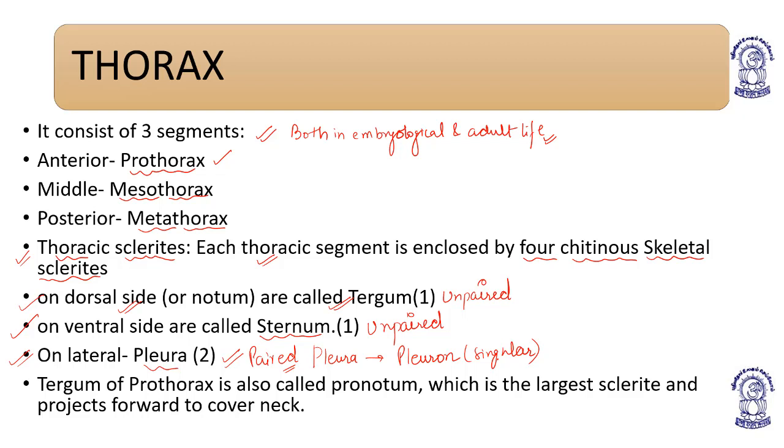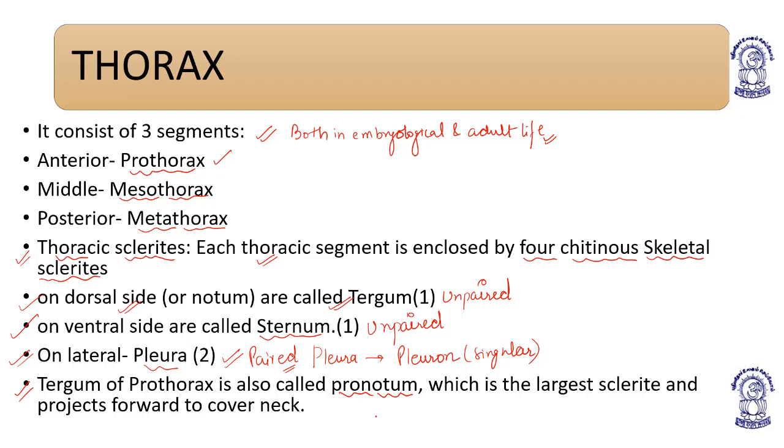So in the thoracic segments, they are enclosed by four chitinous skeletal sclerites. These are as follows. On the dorsal side, tergum is there, which is unpaired. On the ventral side, sternum is there, which is also unpaired. And on the lateral side, pleura or pleuron is there, which is paired. The tergum of the prothorax is called pronotum.